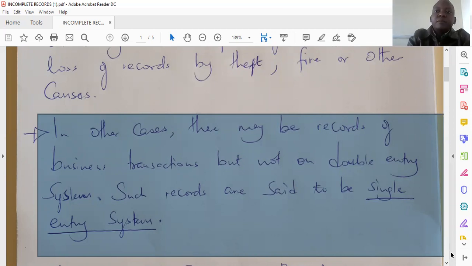So as such, accounting records need to be recorded on the double entry system of accounting. And if you encounter a situation whereby the single entry system of accounting has been applied, you need to reconstruct these records in order for them to meet the double entry system of accounting, so as for you to be able to prepare the final accounts, that is the balance sheet and the income statement, so as to be able also to ascertain the profit that the business has made.